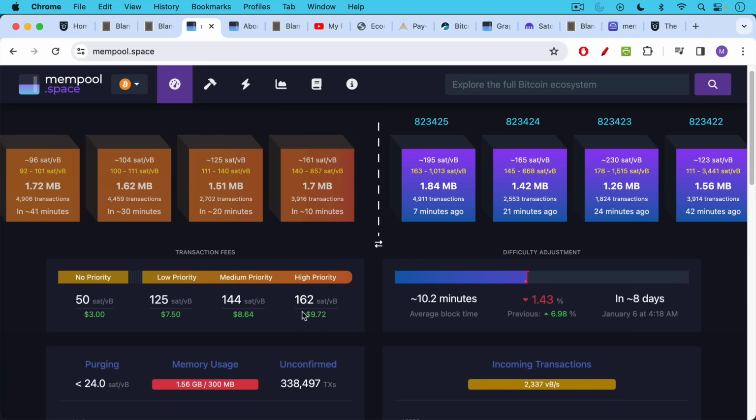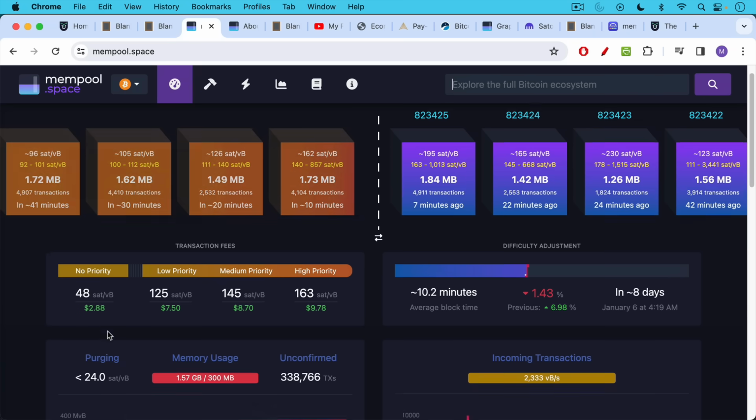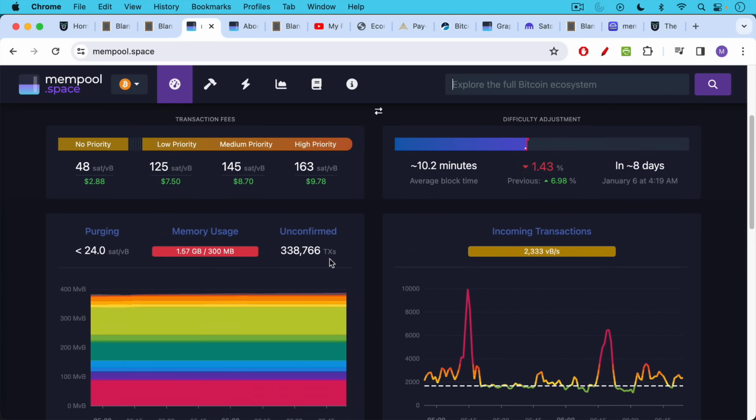So for example, 162 sats per vbyte, per virtual byte. Of course, there are 100 million Satoshis in a Bitcoin. So we can see low priority, medium priority, high priority, and then no priority down here. If we scroll down, we can see the memory usage of Mempool.space's node.